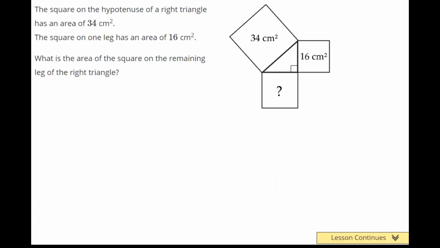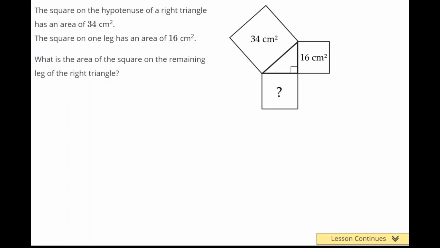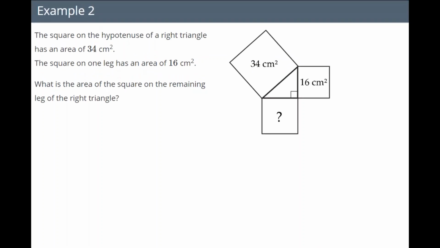Example 2. The square on the hypotenuse of a right triangle has an area of 34 square centimetres. The square on one leg has an area of 16 square centimetres. What is the area of the square on the remaining leg of the right triangle?